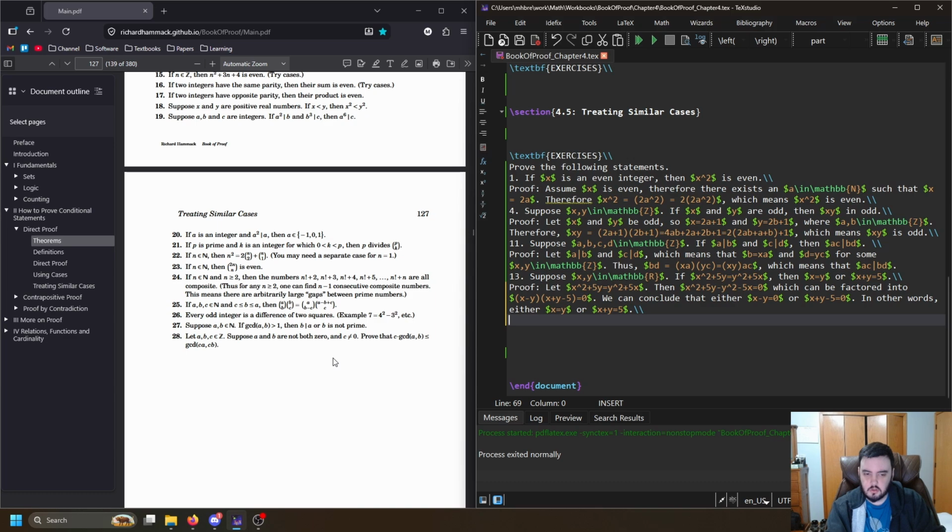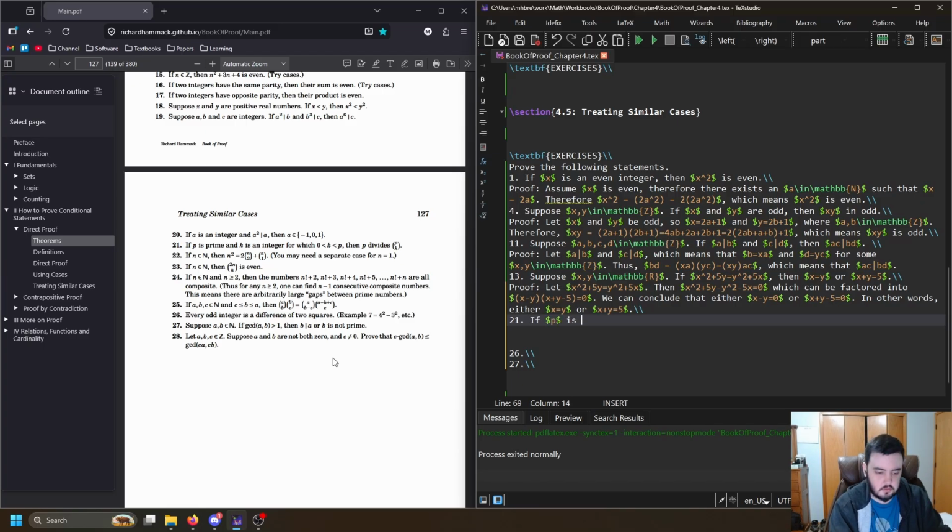Which one to do next? Oh, let's try 21. This has primes and it has the binomial factor equation. And then I think we're going to do 20, 21, 26, and then maybe 27.